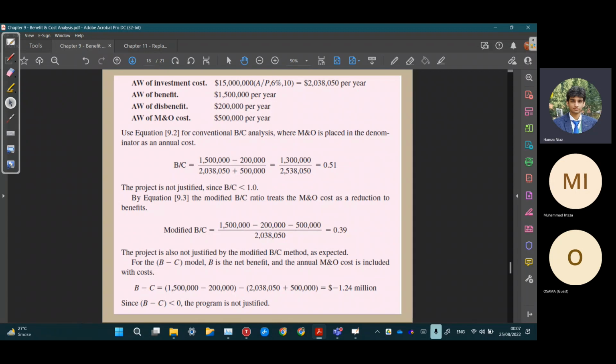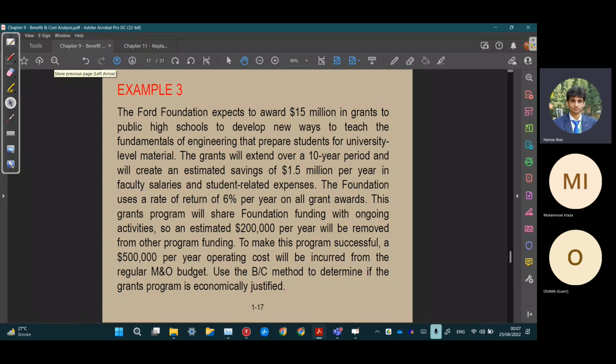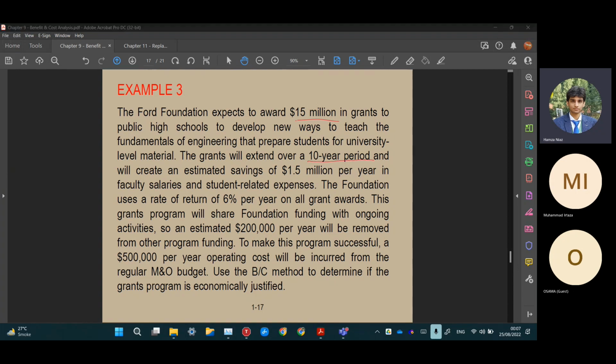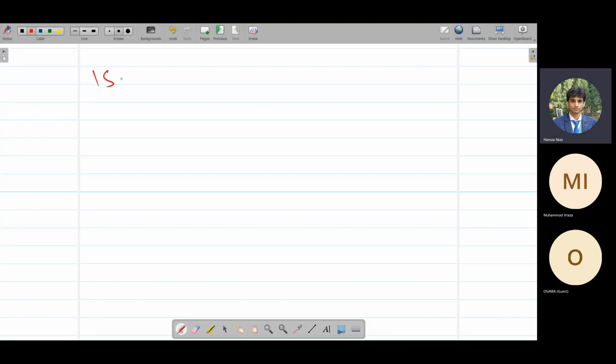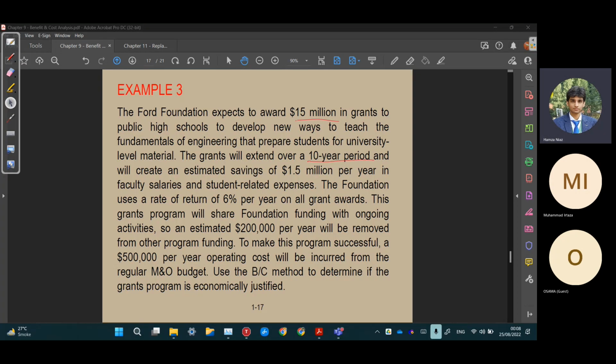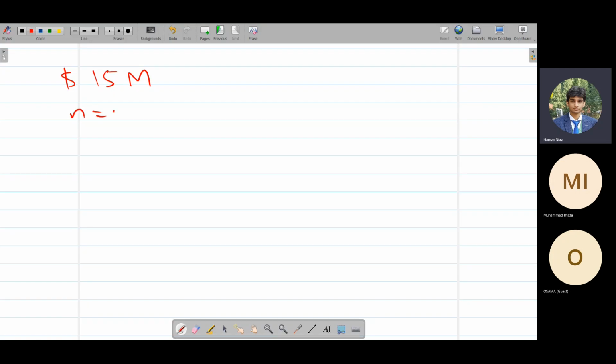Okay, so this is the last question, I think. They are saying that the Ford Foundation expects to award 15 million in grants to high schools. The grant will extend over 10 years. So 15 million they are granting. What is this 15 million? They are actually spending this 15 million, so this is the initial investment. It extends over 10 years, so n is equal to 10.